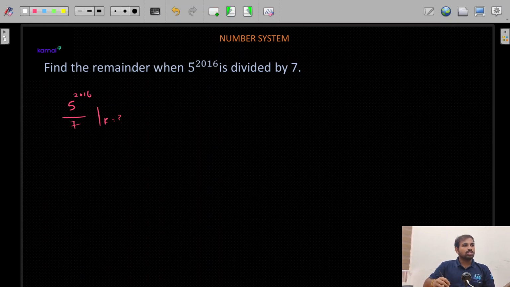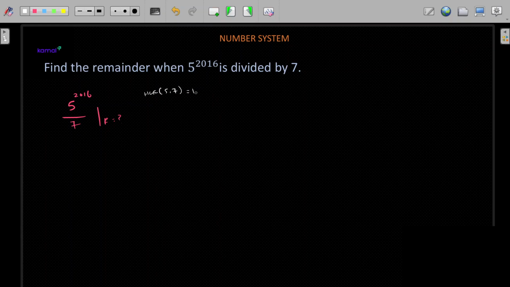The first thing to solve this question: the highest common factor of 5 and 7 is 1, so I can say these two numbers are co-prime. If these two numbers are co-prime, then I can solve the question using Euler's theorem. Since my divisor is also a small number, I can directly solve the question. There is no need to split, and splitting is possible only when the divisor is a composite number. Also, in order to apply Euler's theorem, I need to find the Euler totient of the divisor, which is 7.